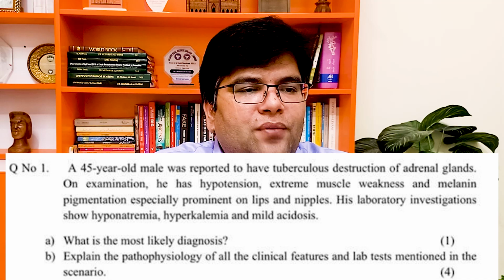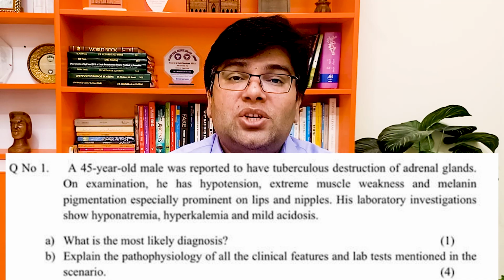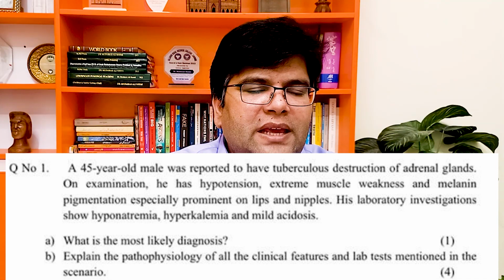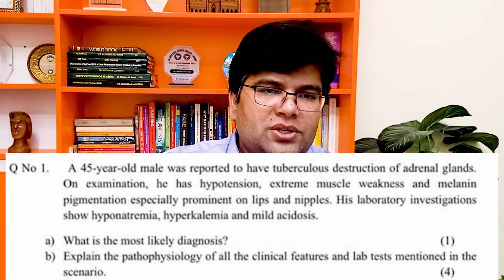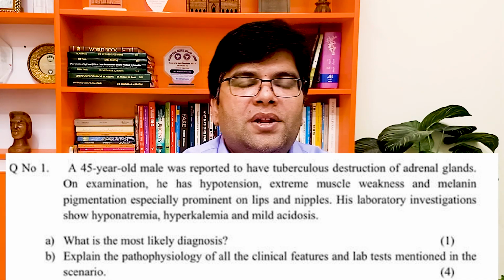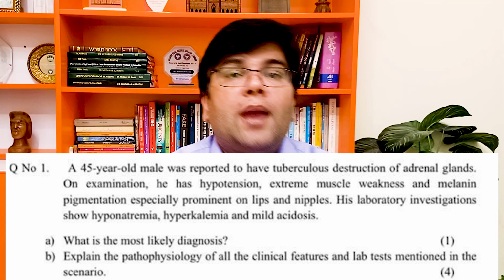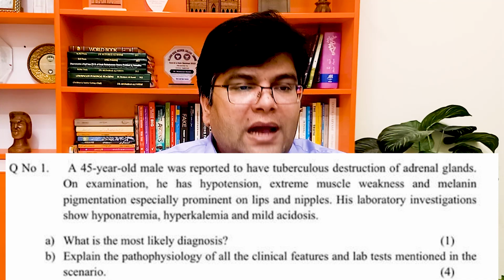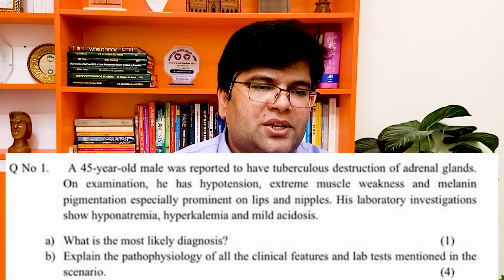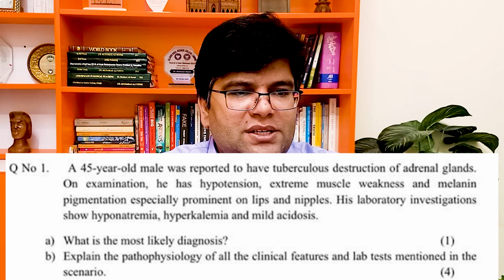Next question is, a 45-year-old male was reported to have tuberculous destruction of adrenal gland. So the adrenal cortex has been destroyed. On examination, he has hypotension, low blood pressure, extreme muscle weakness, and melanin pigmentation, especially prominent in the lips and nipples. His laboratory investigations show hyponatremia, low sodium, hyperkalemia, increased potassium, and metabolic acidosis, acid retention. What is the most likely diagnosis? This is because of Addison's disease.